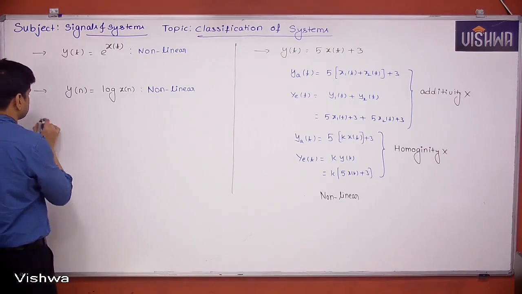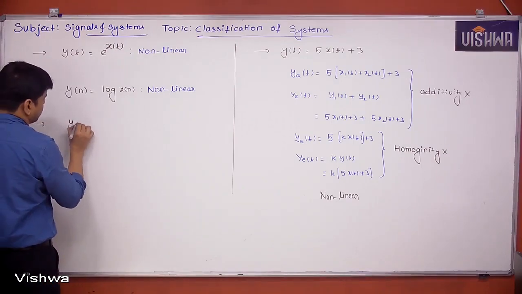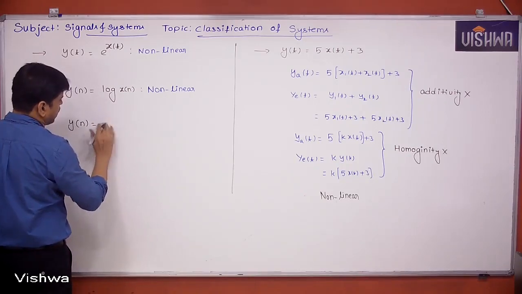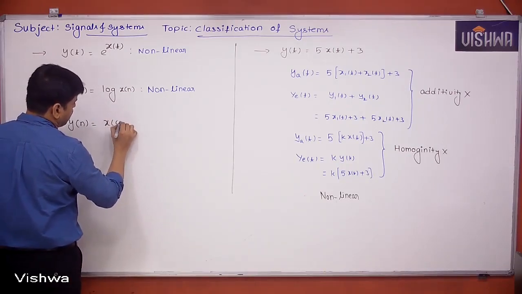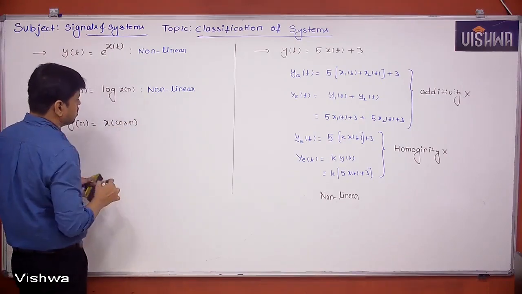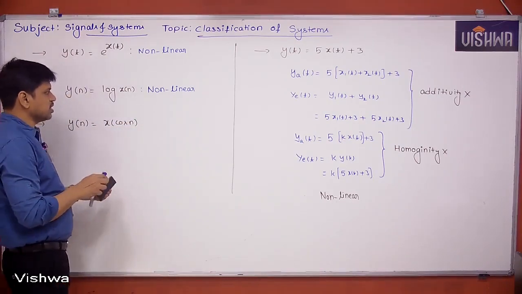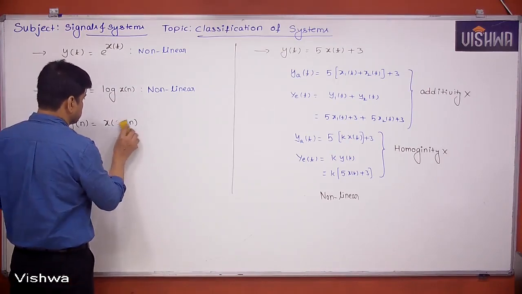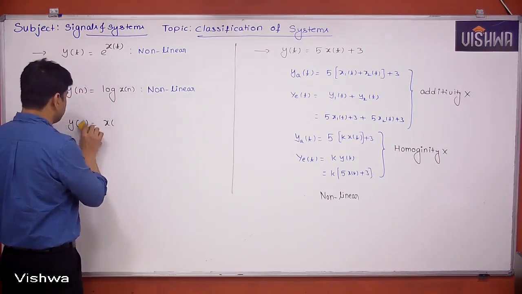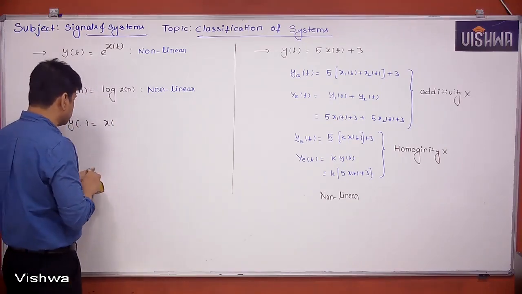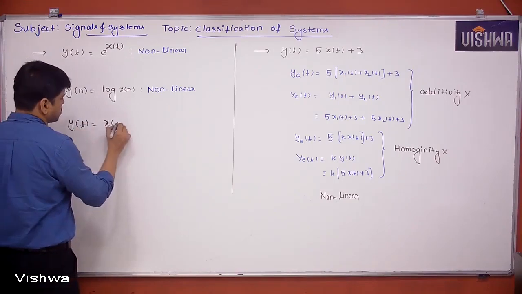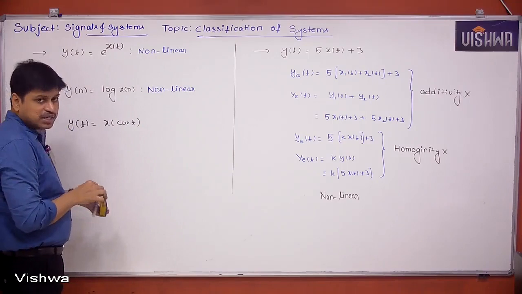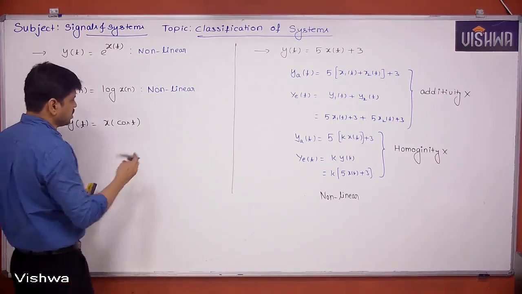Next, if I say y of n is equal to x of cos n, then this is going to be a linear system. Or we can say in general, y of t is equal to x of cos t. Now, this is going to be a linear system. I will prove it.